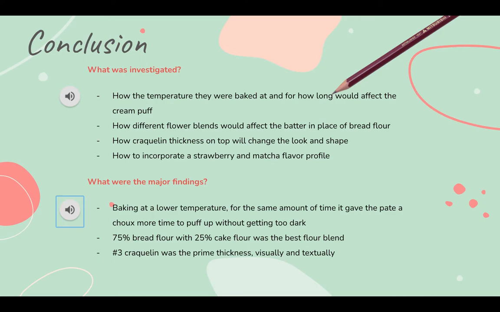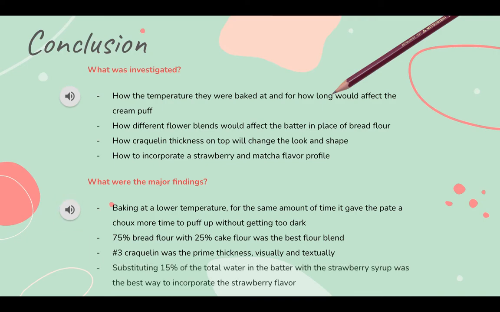The last variation we chose was changing the flavor of the pate a choux to strawberry and adding matcha diplomat cream. We tested adding the strawberry flavor with freeze-dried strawberries, strawberry syrup, and strawberry puree. The best outcome was the pate a choux dough with 3 grams of strawberry freeze-dried powder and 19 grams of syrup in the water, which was 15% of the total water. This cream puff rose to 4 centimeters in height, had a satisfactory strawberry flavor, and the matcha complemented the strawberry taste.